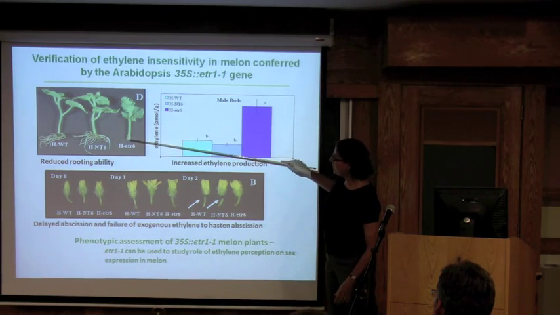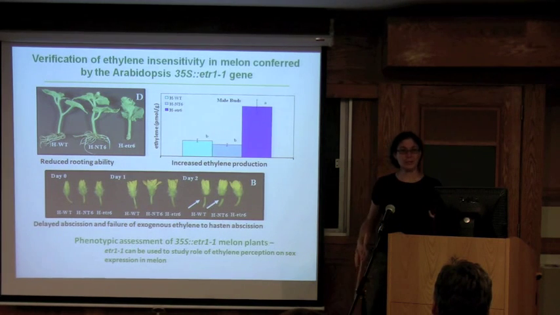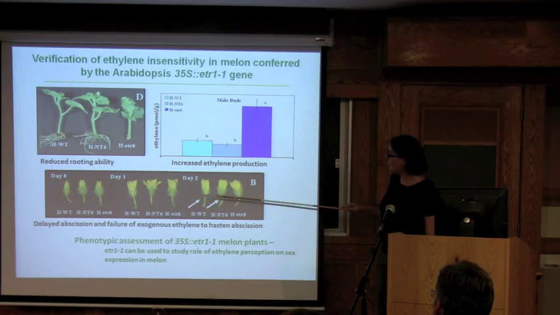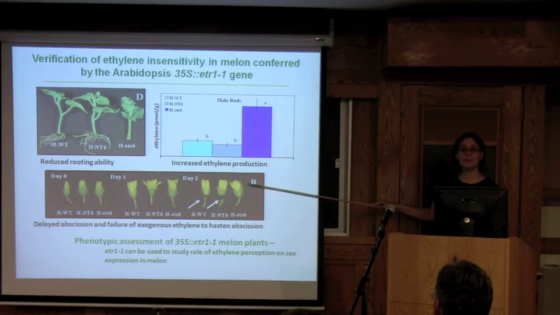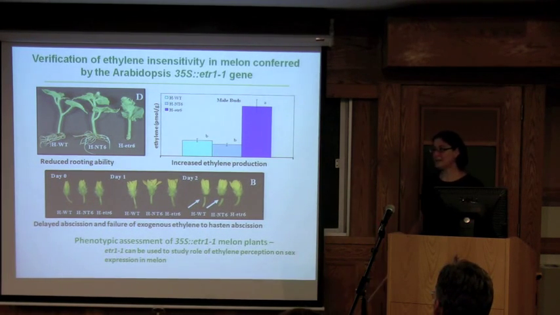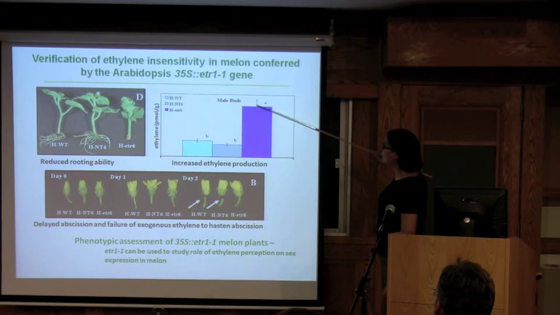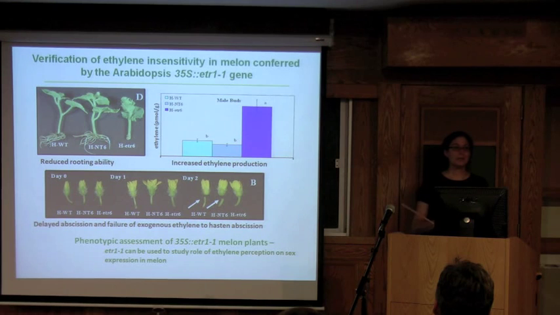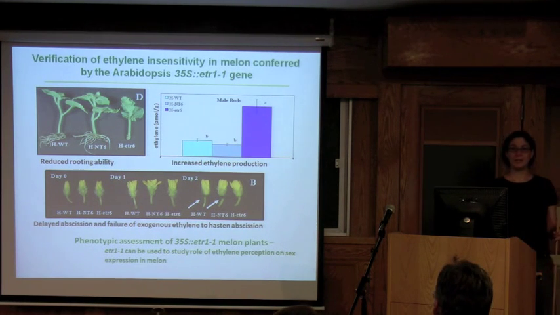For example, the transgenics were very inhibited in rooting, as people have observed with ethylene inhibition. They also showed a delay in abscission of the floral buds from the pedicels. And we also saw an increase in ethylene production. This also is standard for ETR1-1 mutants or other ethylene perception mutants.